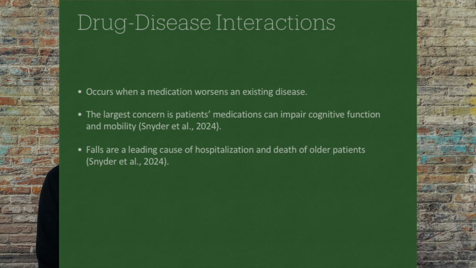Vitamin K is also what you can find in certain blood clotting products that are available for trauma. A drug disease interaction occurs when a medication can worsen an existing disease. An example of this would be NSAIDs interfering with kidney control over a patient's blood pressure. The largest concern with this type of interaction is medications that are going to impair cognitive function and mobility. This is also going to include medications that increase the risk of fall, as that's a modifiable risk factor for older patients. So, drugs such as antidysrhythmics, diuretics, antidepressants, narcotics, and benzodiazepines are most strongly associated with an increased risk of falling.